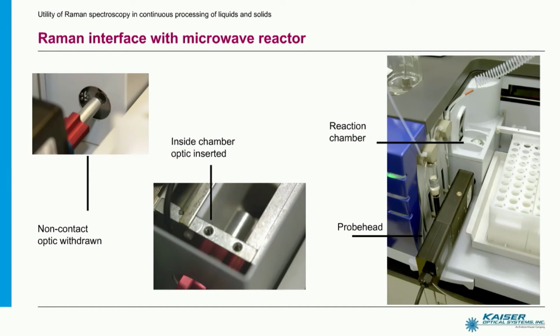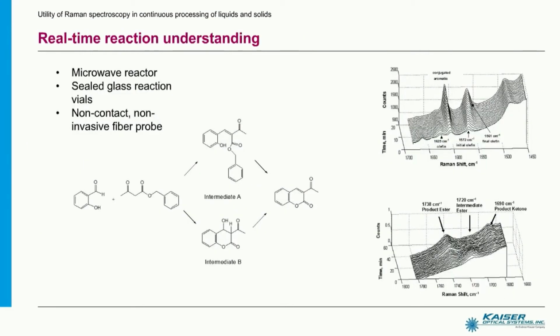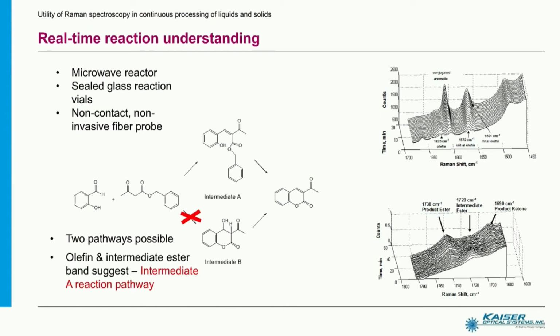And this is an example of what the reaction looks like. Again, the spectra on the right-hand side are showing the changes over time. We can see the formation of the intermediate ester as well as the product ester. Based on the Raman spectra, we're able to demonstrate that the intermediate A pathway was the reaction pathway. This brought about more process understanding, and from there you can develop a design space and optimize the reaction.